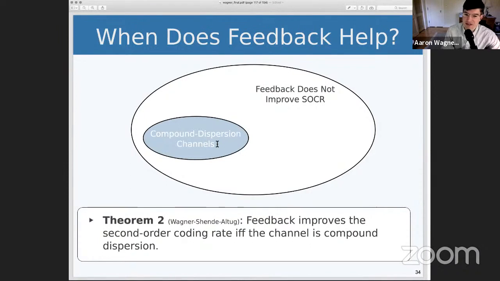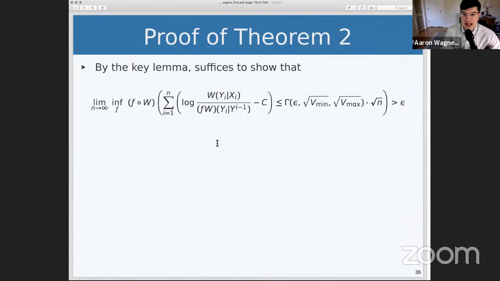Other asymmetric channels, they're not compound dispersion, i.e. they're simple dispersion, do not see an improvement. And the way to show this, again, the first step of all these proofs is to go back to this lemma. So you want to show that if the channel is simple dispersion and the encoder is allowed to be a feedback encoder, then you can't beat the McNamara threshold without feedback, right? That's the goal.